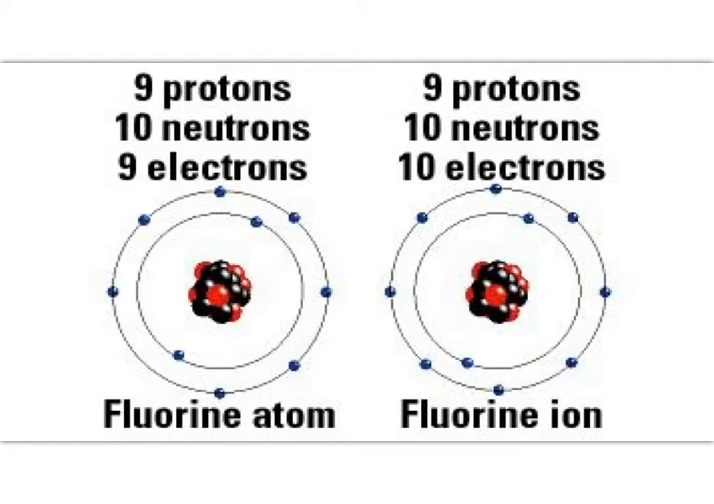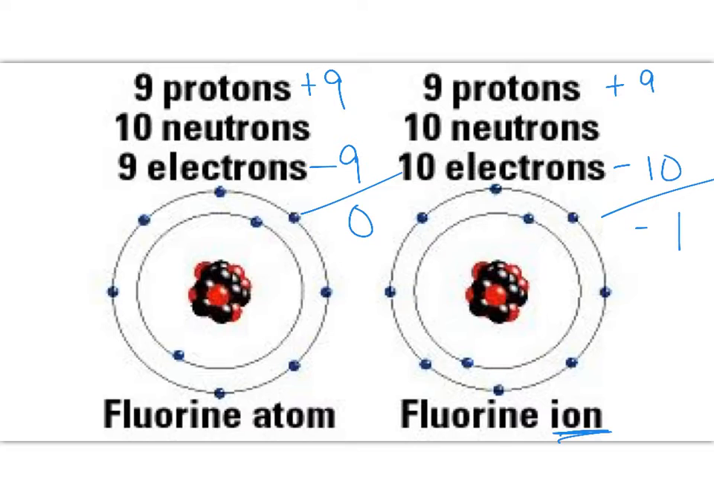Again, another example. Here's a fluorine atom where we have 9 protons and 9 electrons, so we have +9 and -9 to balance out to 0. On the other side, where it's an ion, we have +9 and -10 electrons. That balances out to a -1 charge. So this fluorine ion, we would say, has a charge of -1.